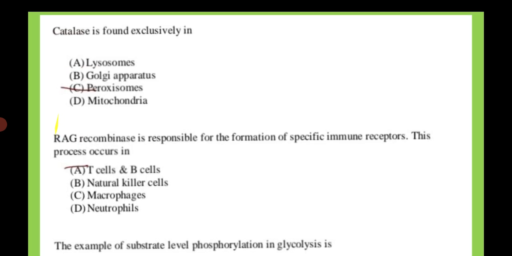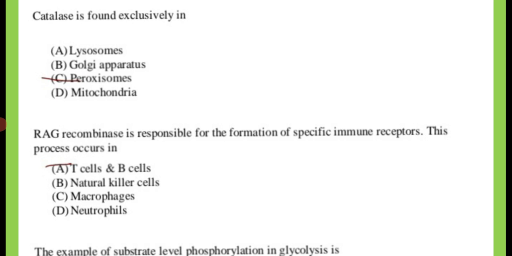Then the next question, catalase is found exclusively in. Catalase is an enzyme. It breaks down toxic hydrogen peroxide which is formed at the time of respiration. In aerobic bacteria, there is a production of hydrogen peroxide, but this hydrogen peroxide, through the activity of catalase, gets broken down into water and oxygen.